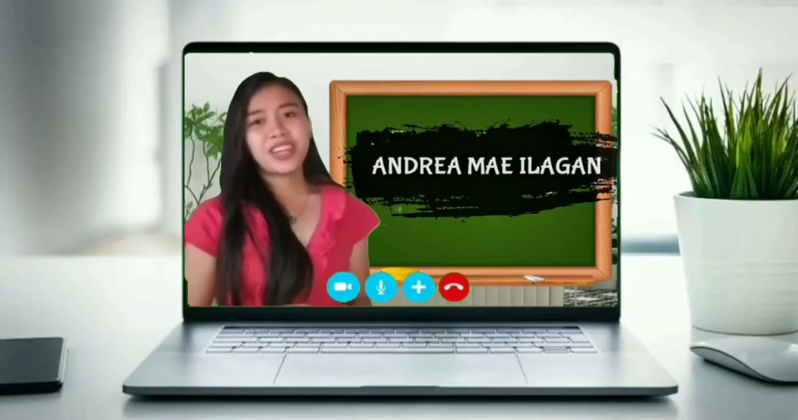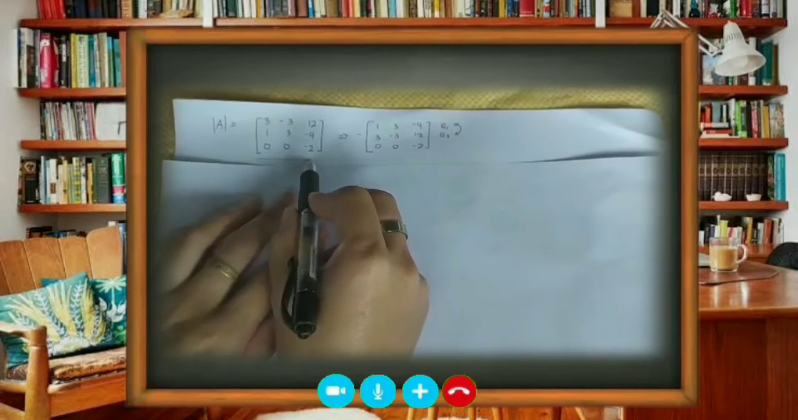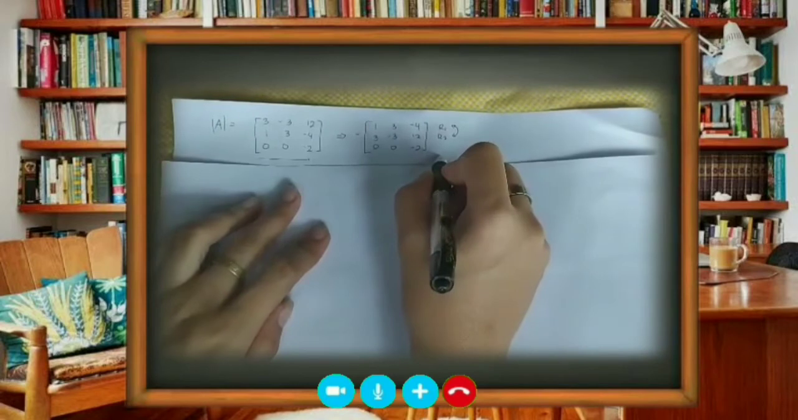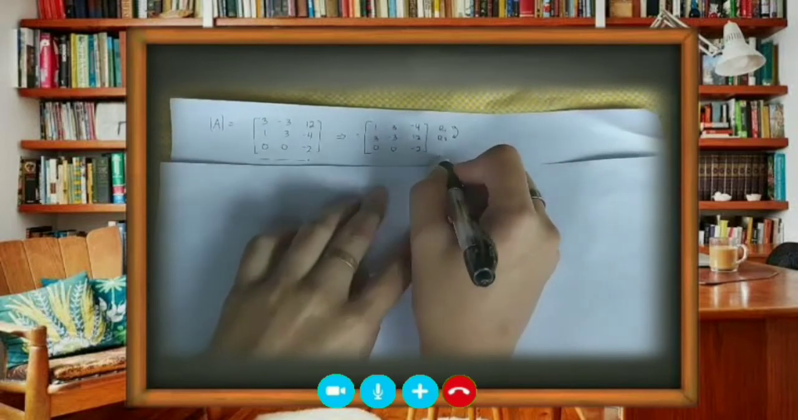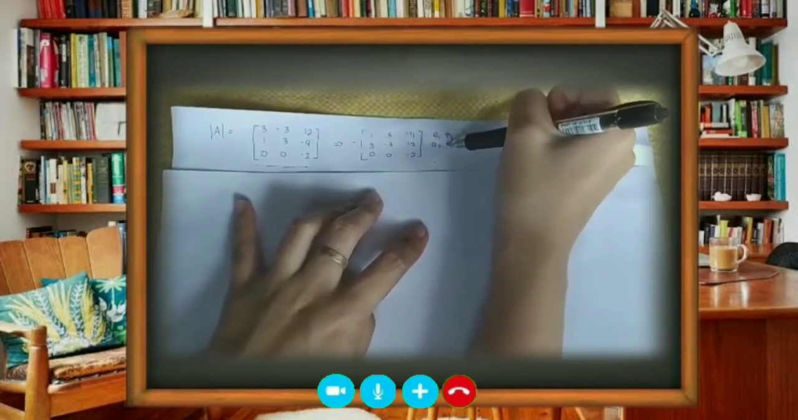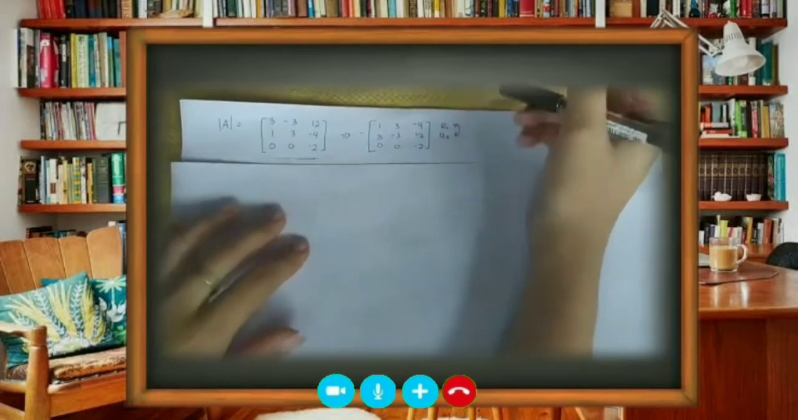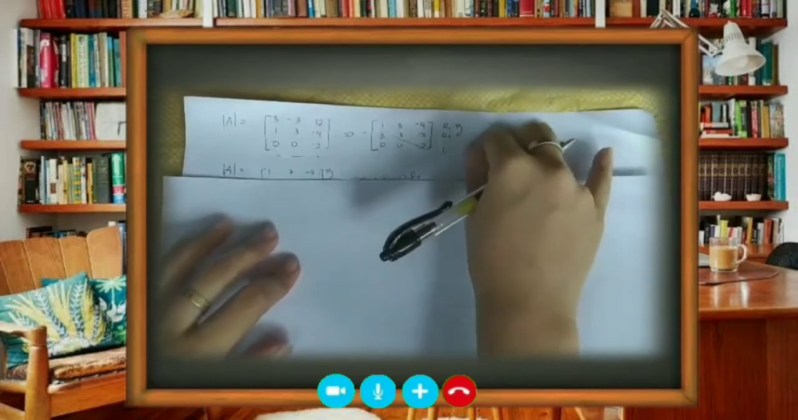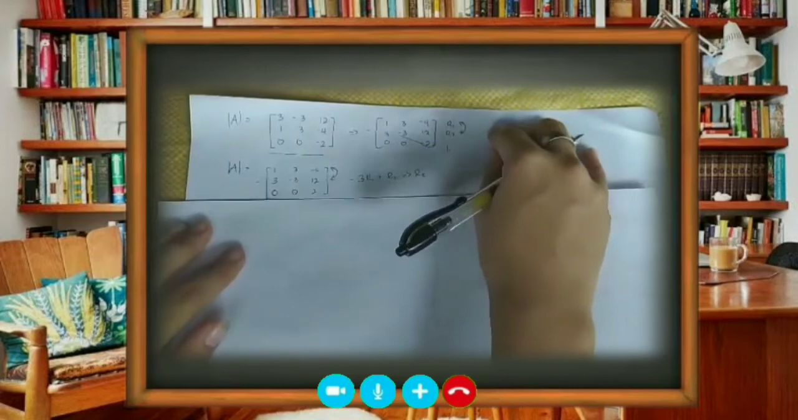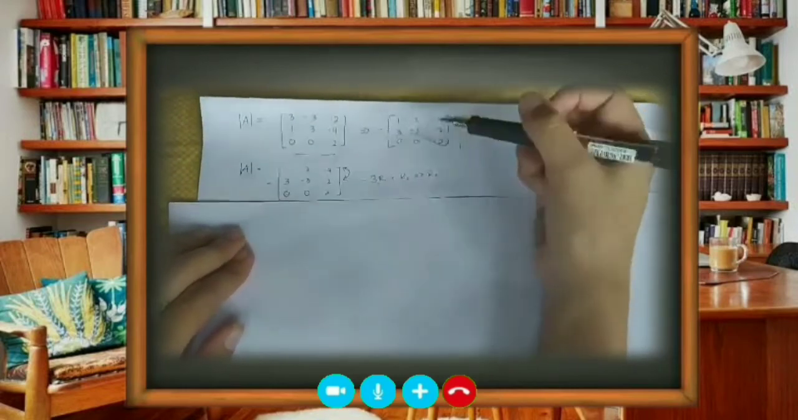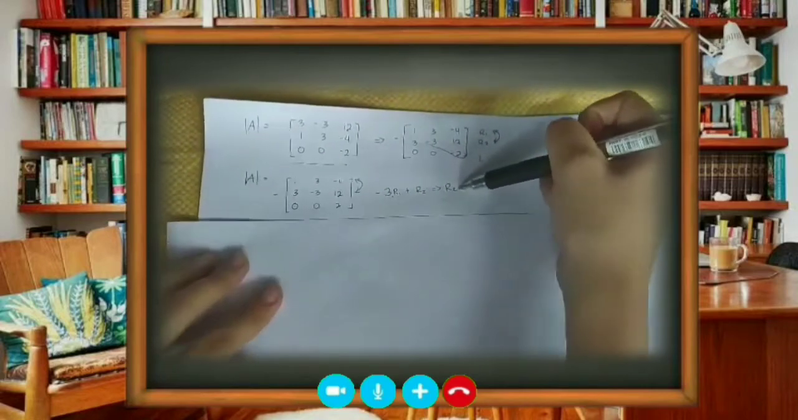We have an example here, and we are asked to find its determinant. Using elementary row operations, we rewrite matrix A into upper triangular form. In order to do that, first we must interchange the first row with the second row. Next, in order to have the diagonal number equal to 1, we multiply the first row by negative 3, then add it to the second row to produce a new second row.